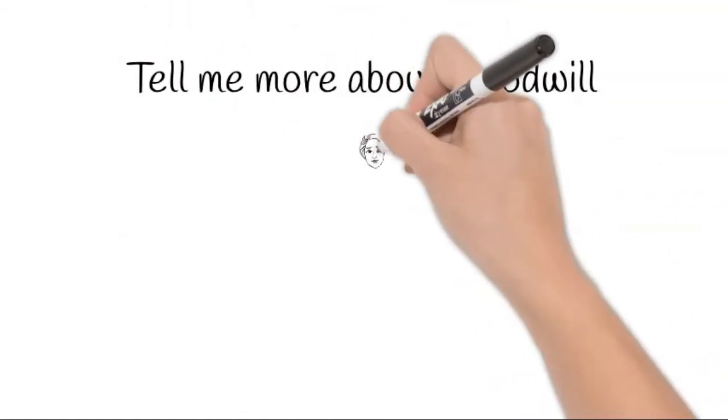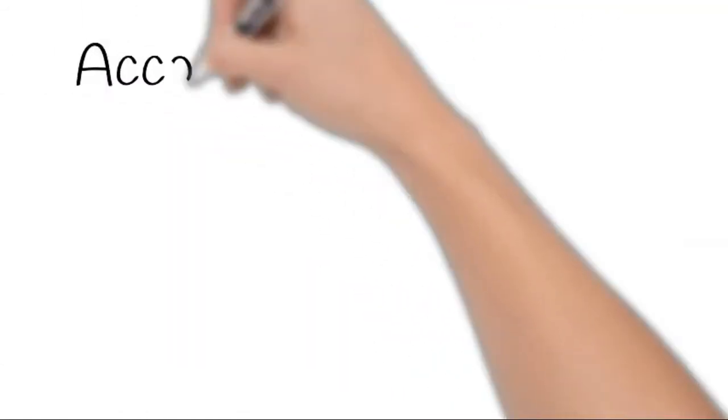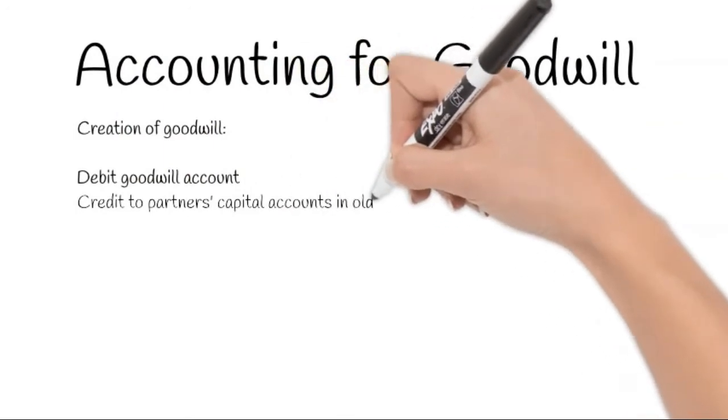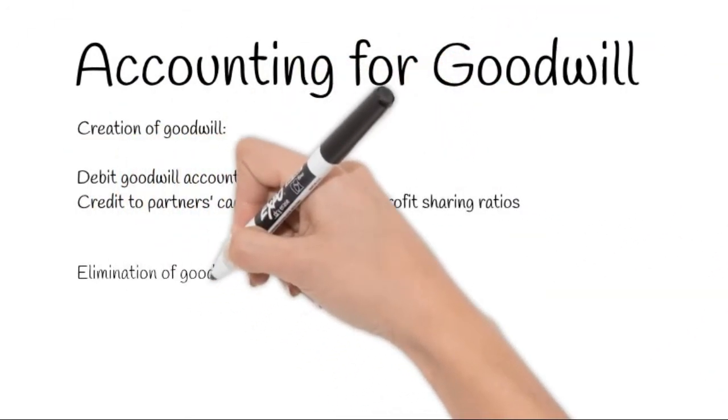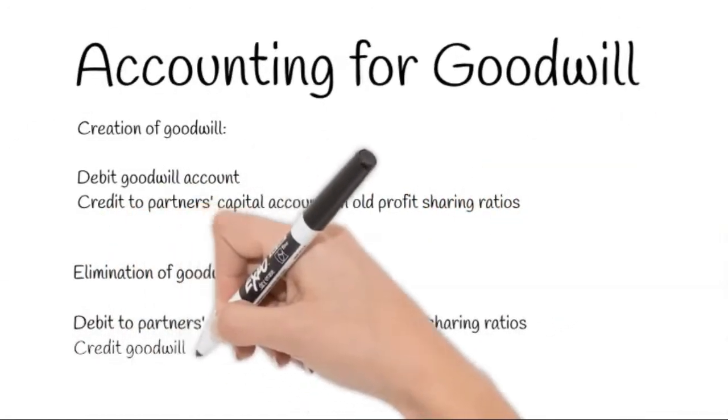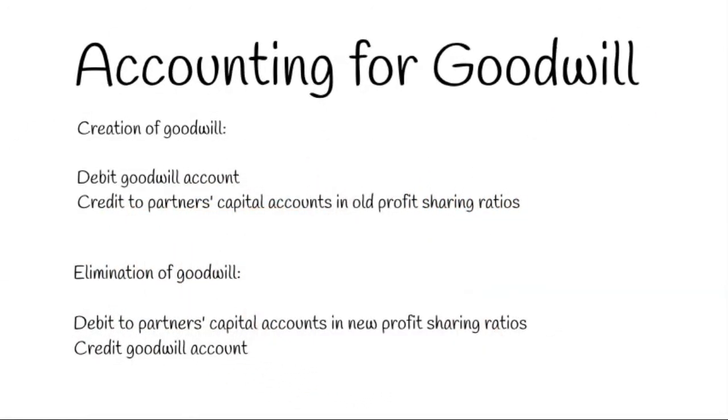So in terms of accounting for goodwill, where we have the creation of goodwill, we need to debit the goodwill account and credit the individual partner's capital accounts as per the profit ratio before the change occurred. When there is an elimination of goodwill, we need to debit the partnership's capital accounts as per the new profit share ratio and credit the goodwill account.